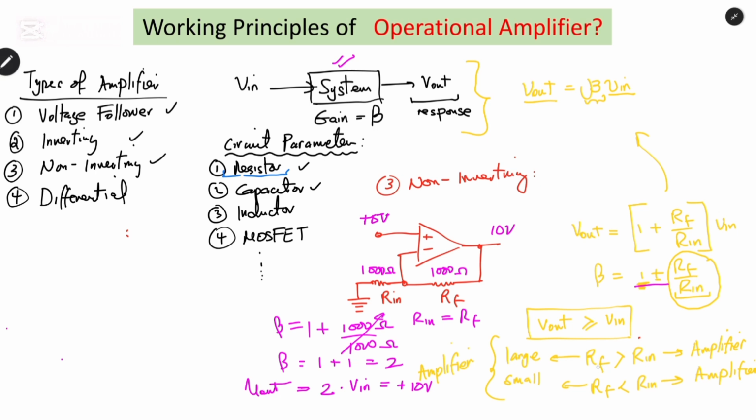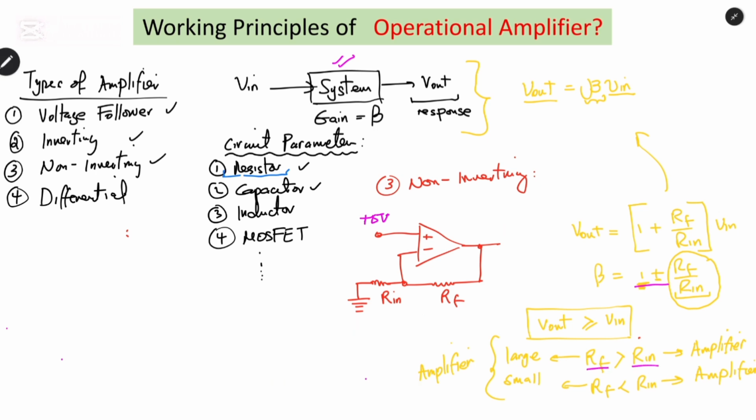What will happen if we increase maybe RF and decrease Rin? What will happen? To prove, let's say RF is equal to 2000 ohms and Rin is equal to 1000 ohms. So what will happen to the gain? Beta now will become 1 plus 2000 over 1000, which will give us 1 plus 2. In that case, we can see that the beta is equivalent to 3. So this beta represents 3 times the input voltage.